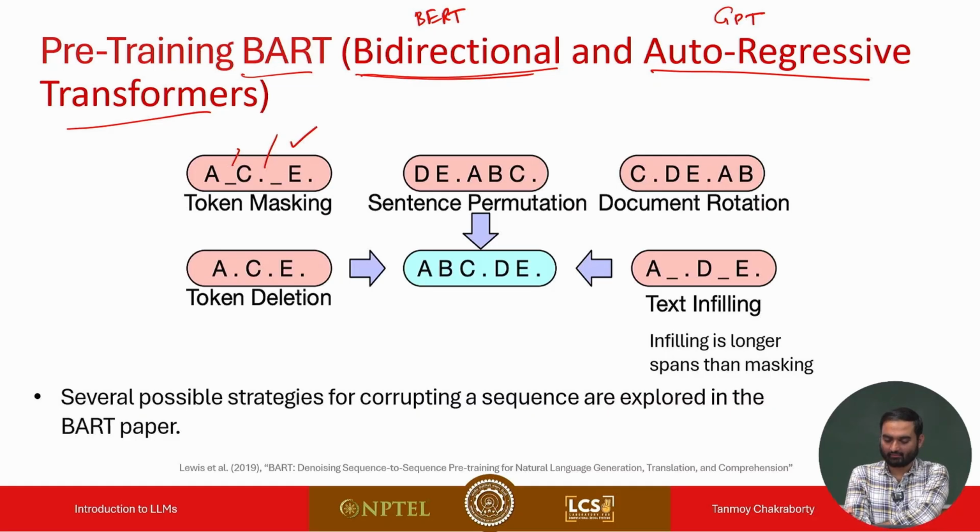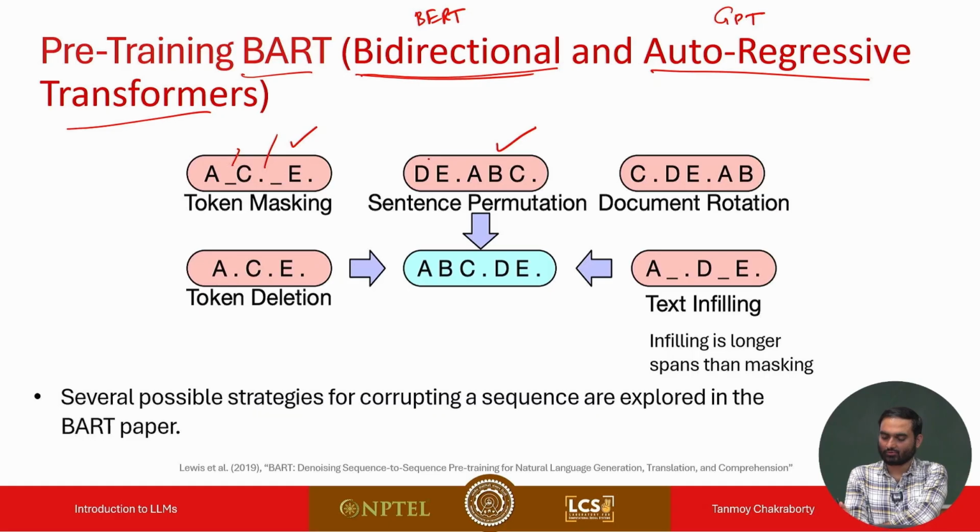The second strategy can be you can permute, right? So your sequence is A, B, C, D, E. You shuffle the tokens. It can be D, E, A, B, C, for example, right? And you ask the model to predict the actual sequence.